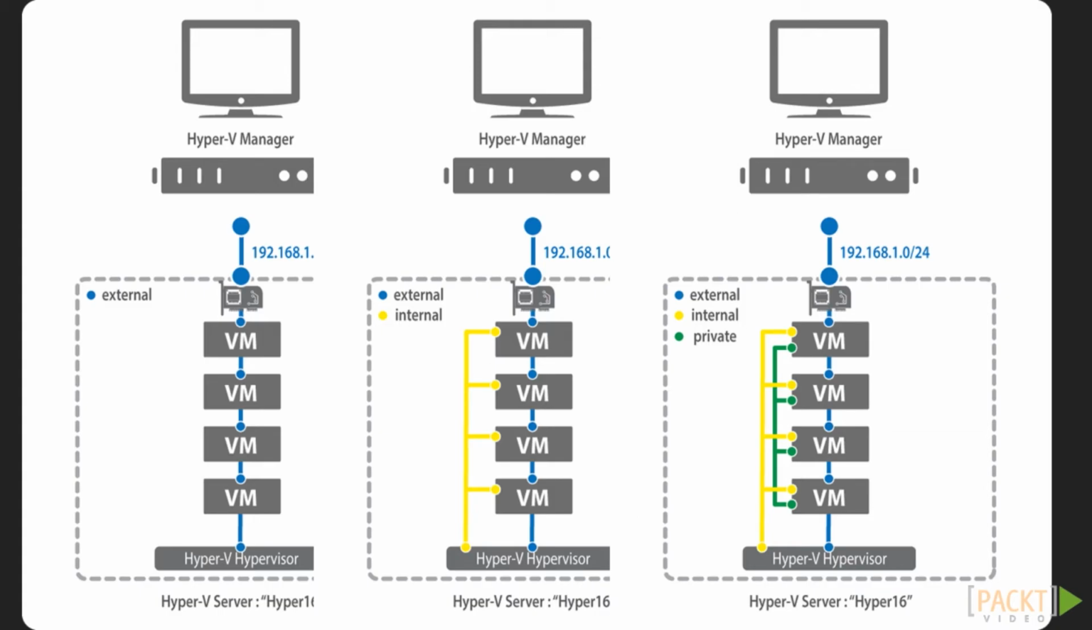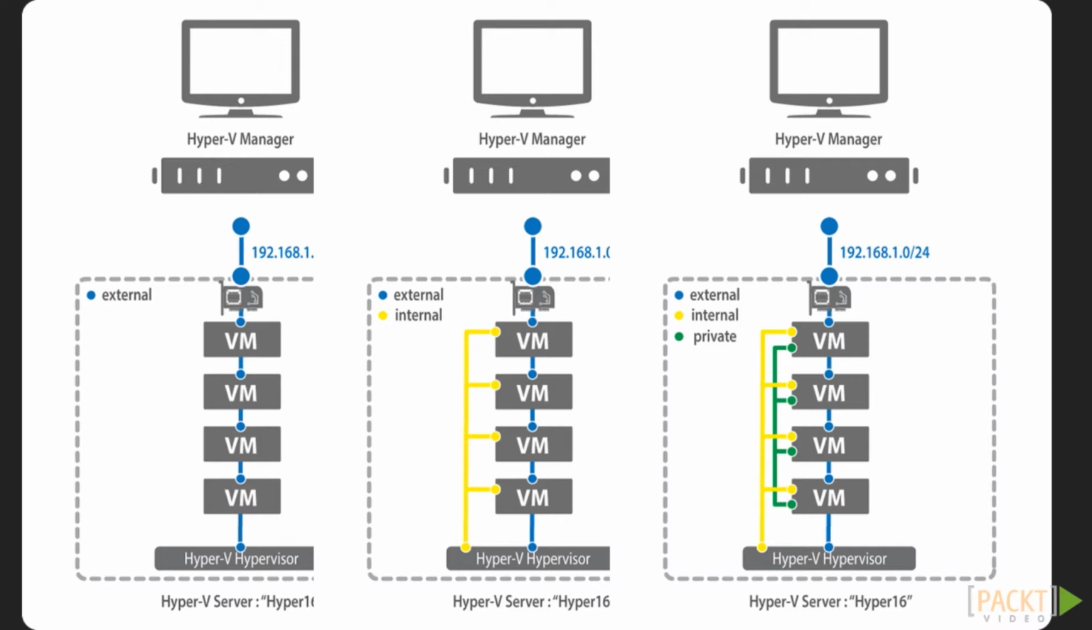In Hyper-V Manager, there are three types of virtual networks. External virtual networks are used to provide virtual machines with access to a physical network to communicate with externally located servers and clients. The external virtual network binds to a physical network adapter.